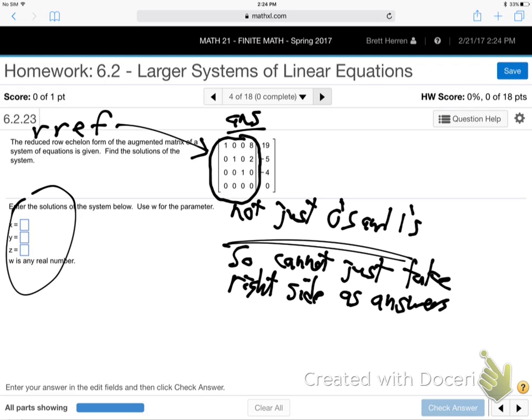You can't just go, oh, my answers are just those 4 numbers on the right side. No, that's only true when the left side is all zeros and ones, which is not the case here. So what do we do then? That's what we've got to look at.